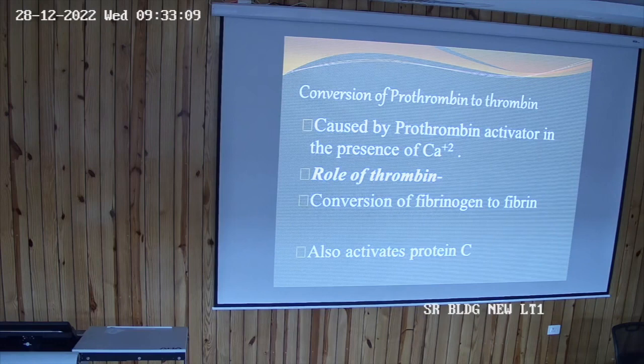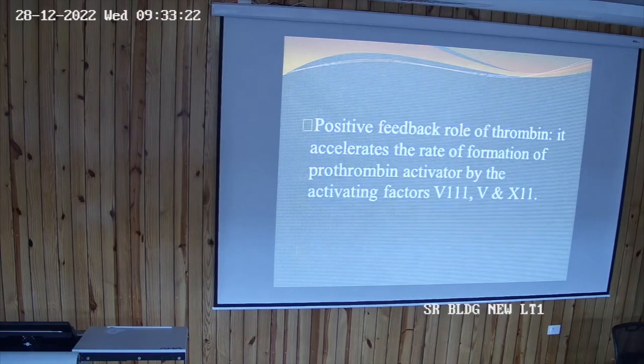Thrombin also activates protein C. Now the role of protein C and protein F will come in fibrinolysis. Just remember that it also activates protein C. Positive feedback role of thrombin: it accelerates the rate of formation of prothrombin activator by activating factors 8, 5 and 12.